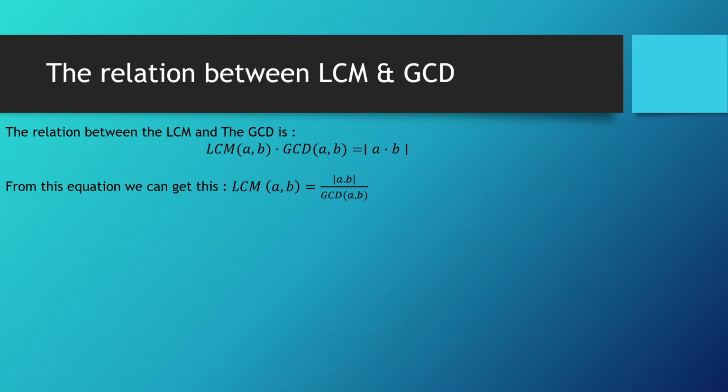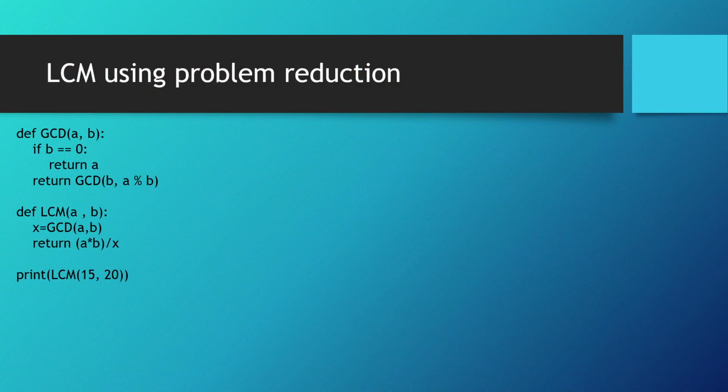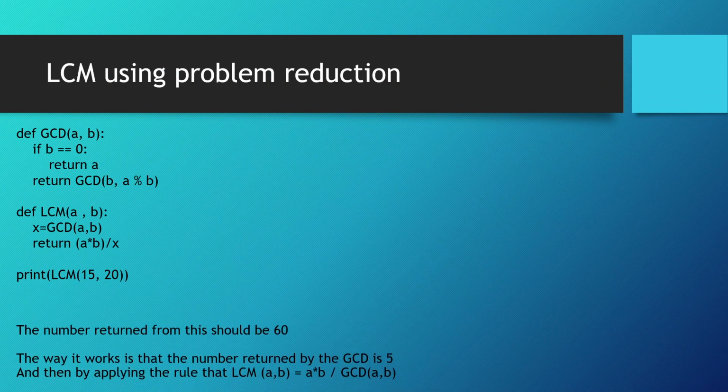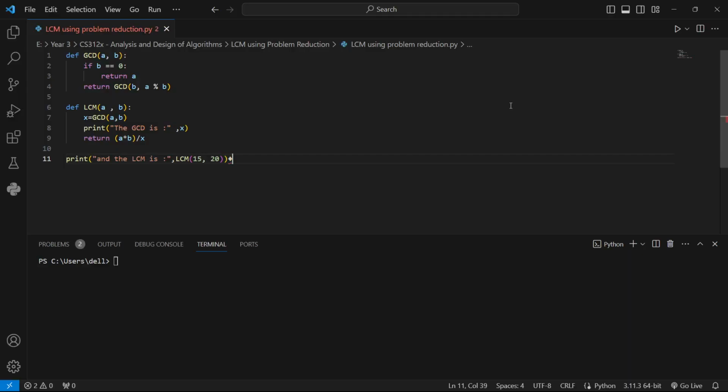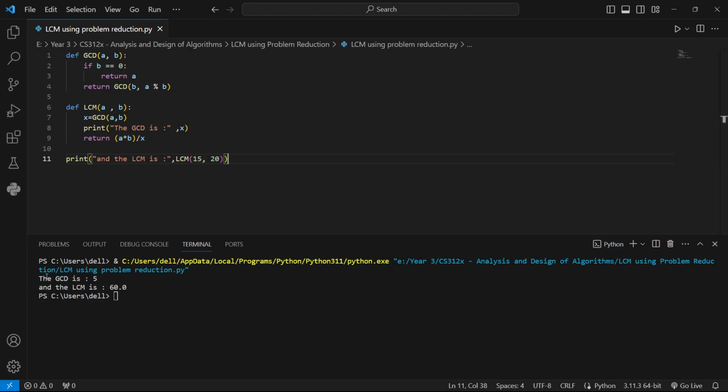So how will we translate this into code? First, we'll get the GCD, and then using the GCD, which is x, the LCM will be a times b over x, which should be 60. I'll show you the code running. Now this is the code. After we run it, we have the GCD, which is 5, and the LCM is 60. As we said before, we take the GCD from here, and then we use it to calculate a times b over the GCD, which is x.